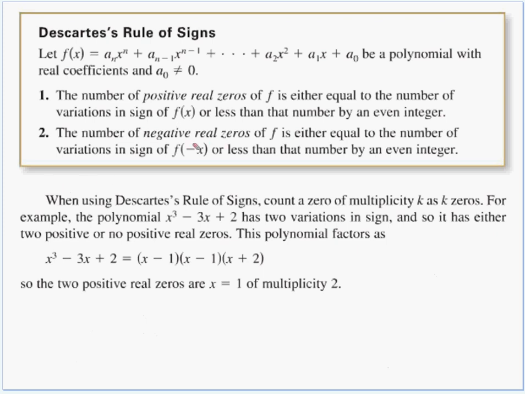The number of negative real zeros of our function is equal to the number of variations in the sign of f of negative x, or less than that number by an even integer. So let's say we go through and find that there are 4 possible negative real zeros. Well, if it's 4, it could be 2 or it could be 0. We keep subtracting 2 from each possibility. And it says below, when using this rule of signs, count a zero of multiplicity k as k zeros. For example, x cubed minus 3x plus 2 has 2 variations in sign, so it either has 2 positive or no positive real solutions.